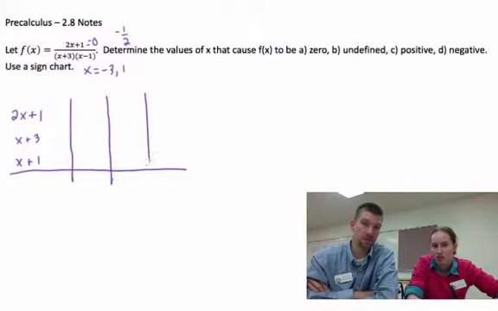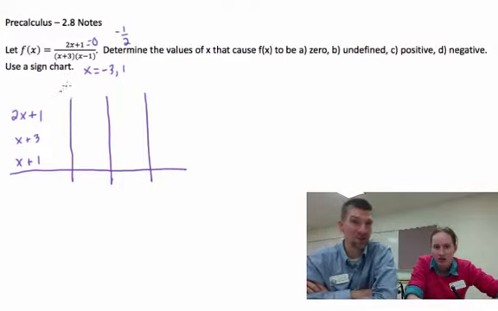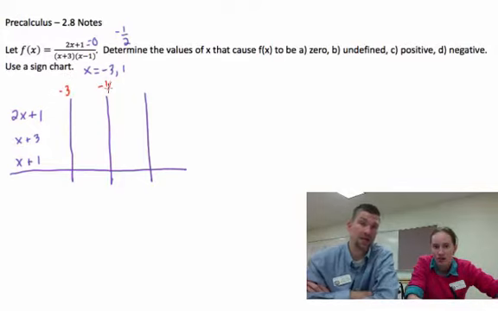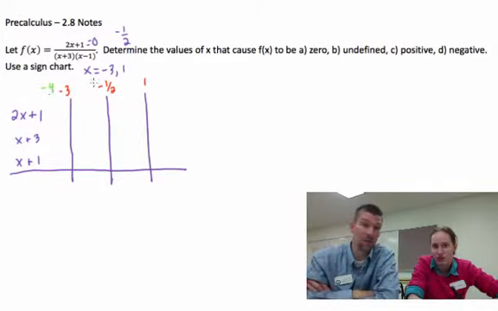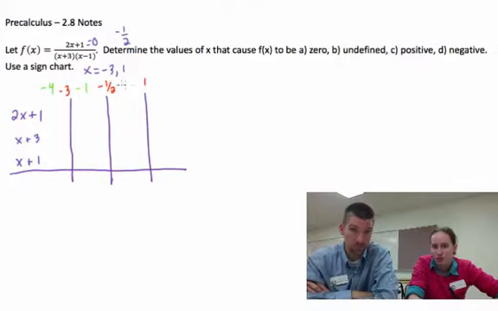So we're going to have zeros, and you want to put these in order. It just makes it a lot easier on yourself. So -3, -1/2, and 1. Then we pick numbers that are on either side of each of these. You can pick whatever number you want: -4, -1, 0 would be great, and then 2.